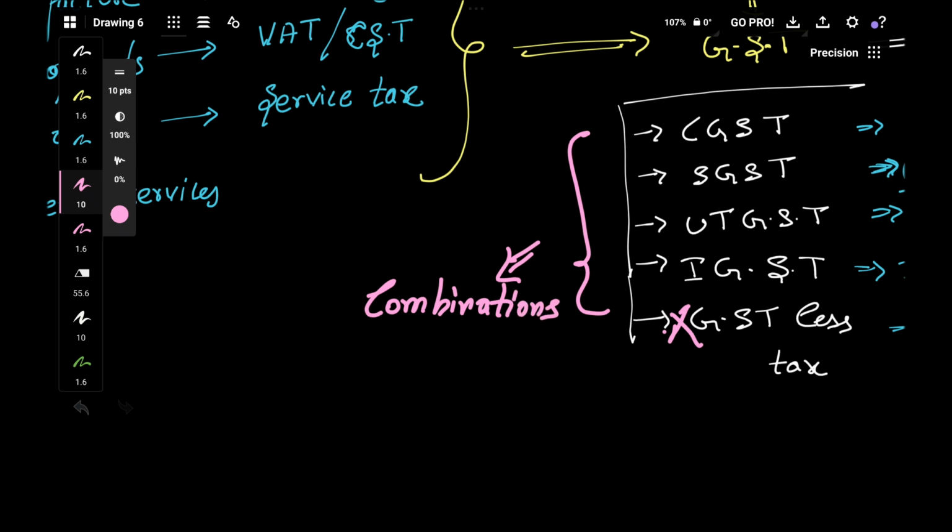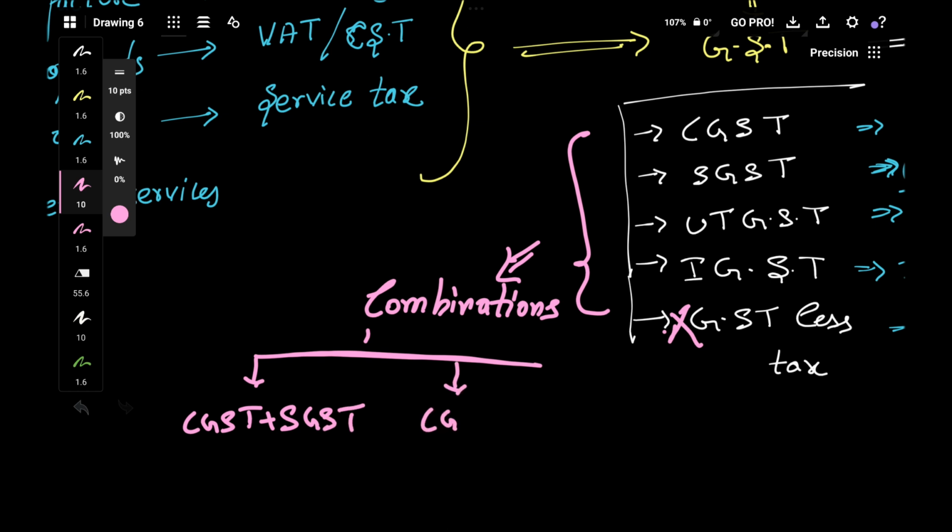So what are those combinations? On some transactions, CGST plus SGST is levied. On some transactions, CGST plus UTGST is levied. On some transactions, only IGST is levied.